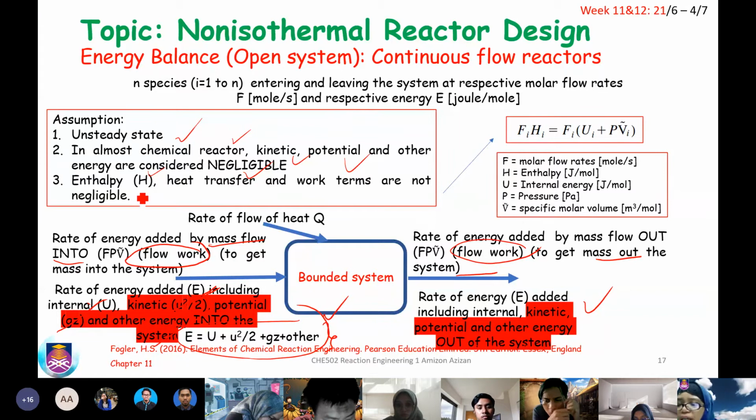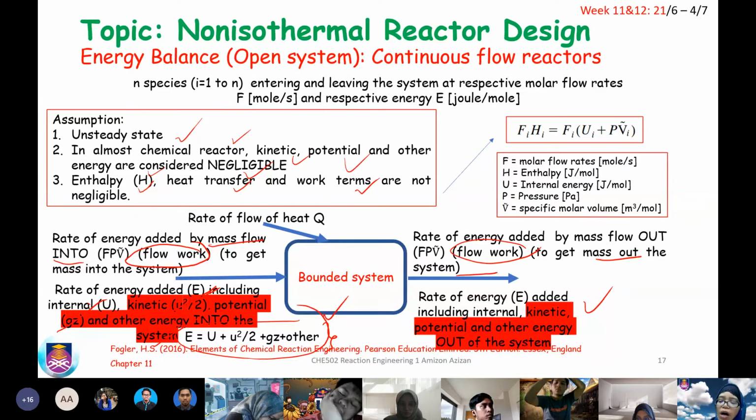Now, the third assumption is that enthalpy or heat transfer and work terms are not negligible. The thing that you say is negligible is the kinetic, potential, and other energy in a chemical reactor. But we cannot assume enthalpy to be negligible. We cannot assume heat transfer to be negligible. We cannot assume work to be negligible.